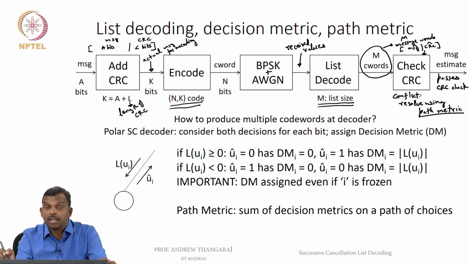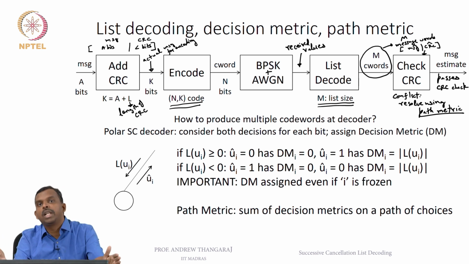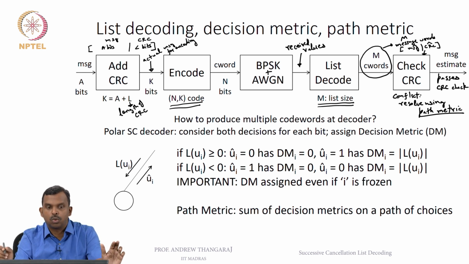So, this path metric is an important notion in list decoding. It serves multiple purposes. It keeps the decoding complexity in control and also gives you an indication of how good a particular candidate code word is. So, you put out m code words, not all of them may be equally likely. You may not have the same belief on each of them. So, you can also put out a belief on each code word. This path metric is like a belief on each code word. That is how to think about it.